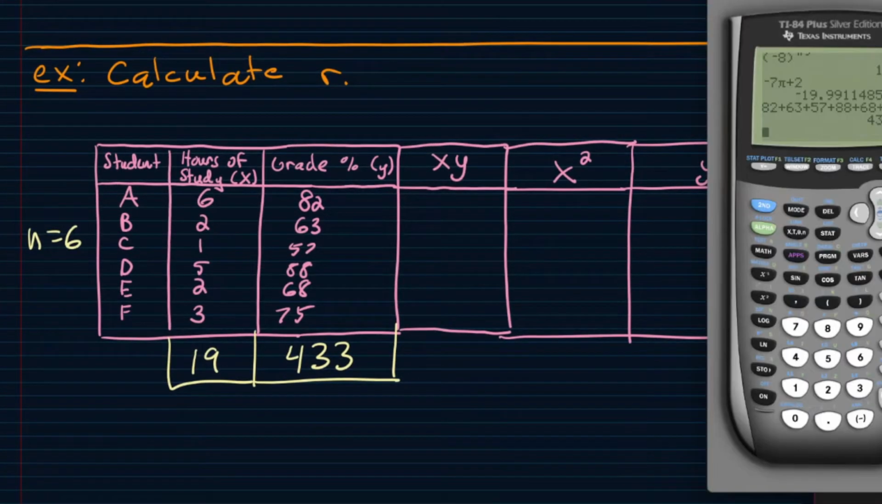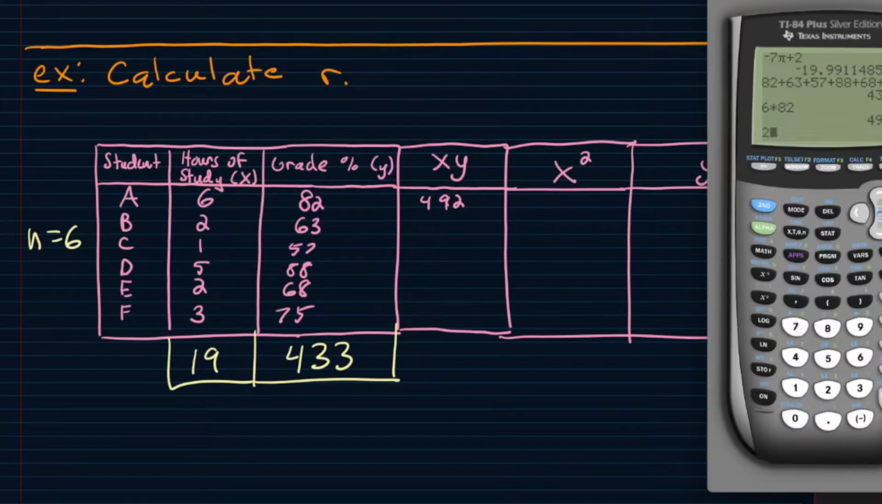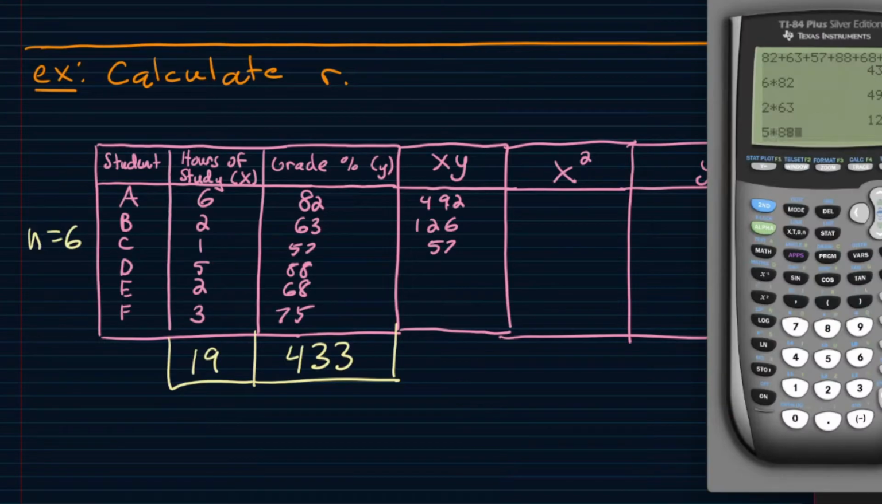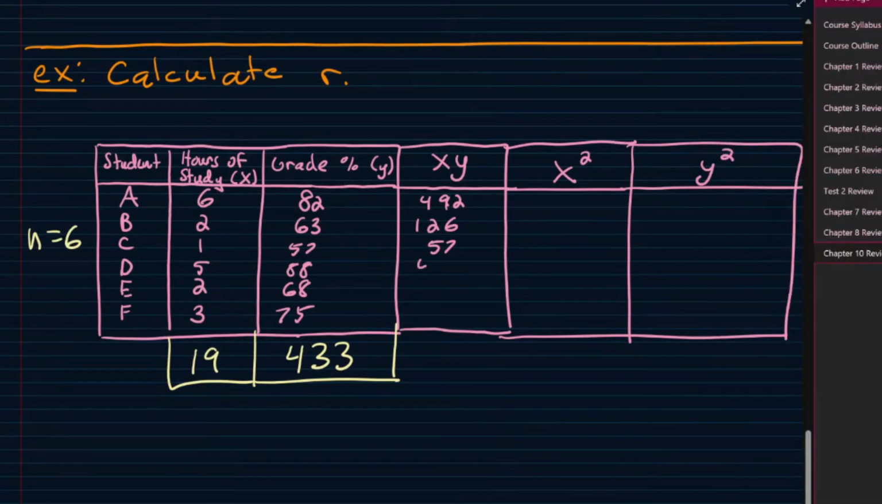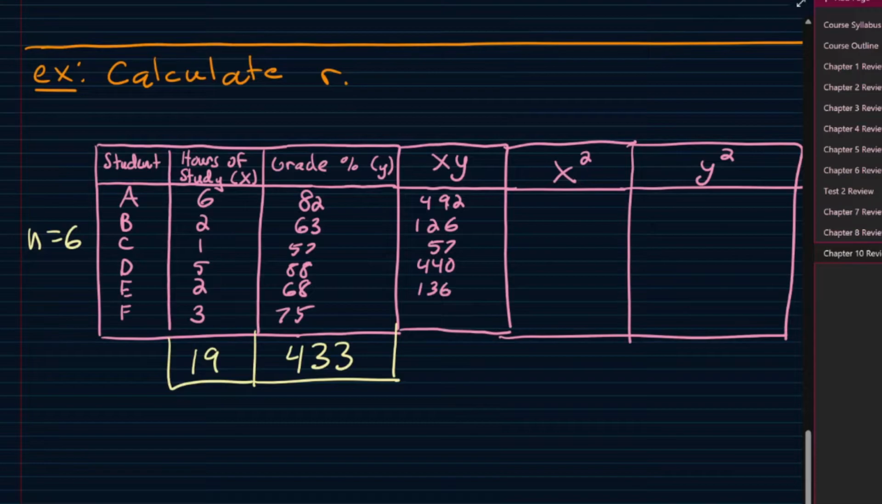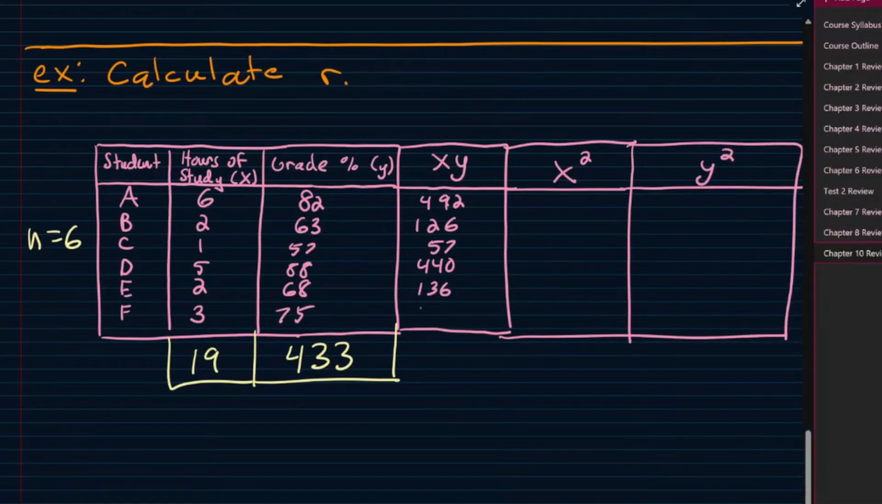So first, for this first one, we do 6 times 82. It's 492. 2 times 63. I could do this in my head, but I don't want to make a mistake, so I'm just going to put everything in the calculator. Well, 1 times 57, that's just 57. 5 times 88, 440. 2 times 68, 136. 3 times 75, 225.